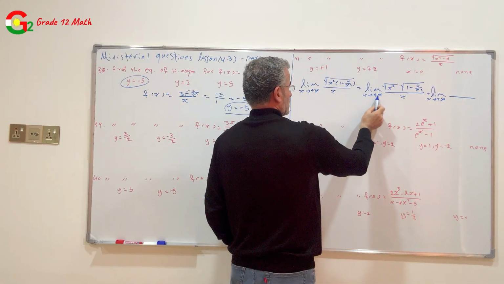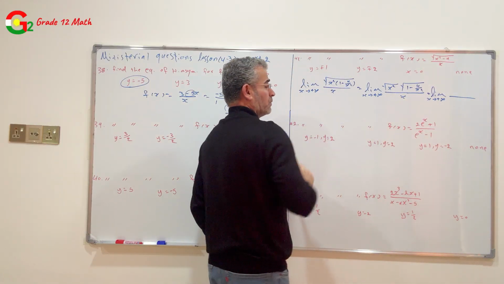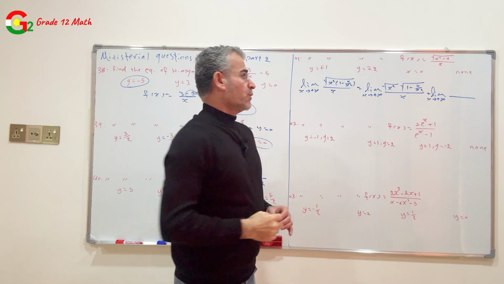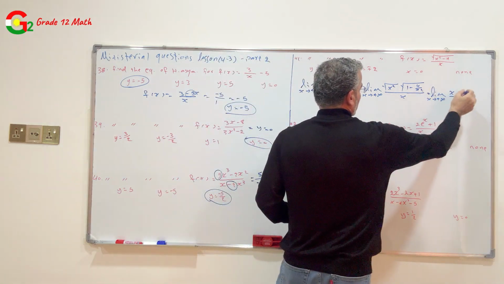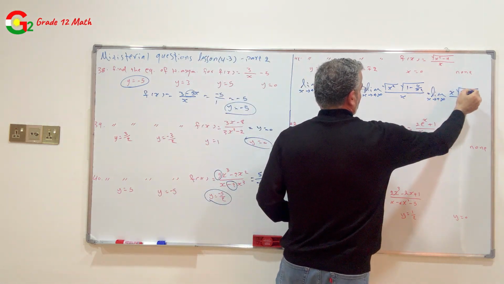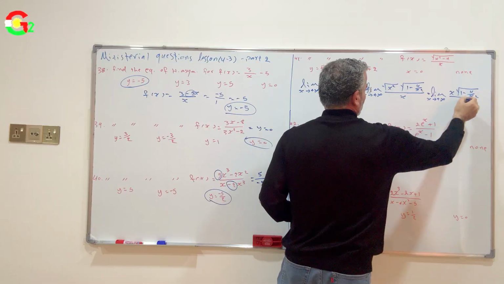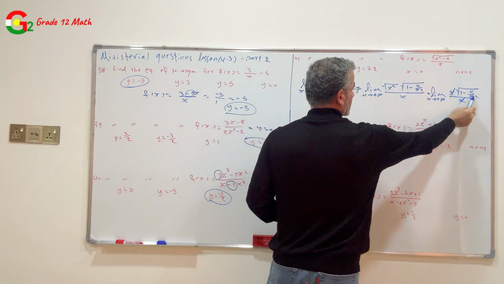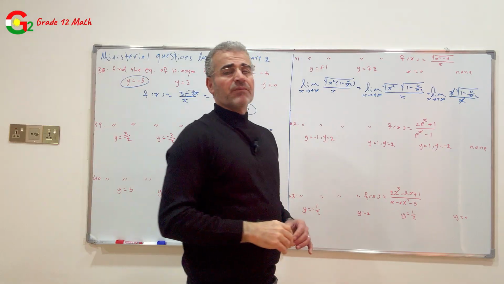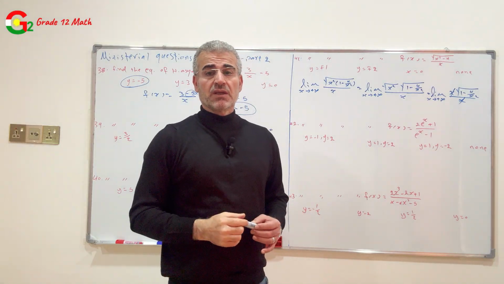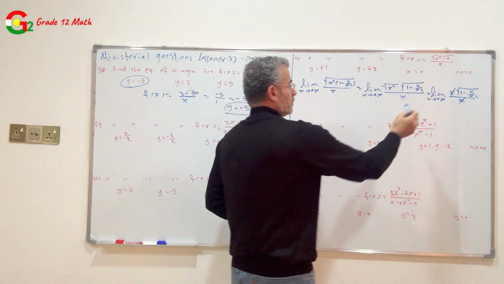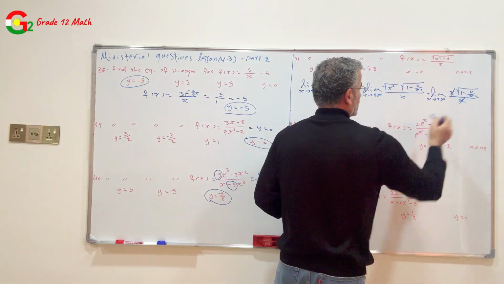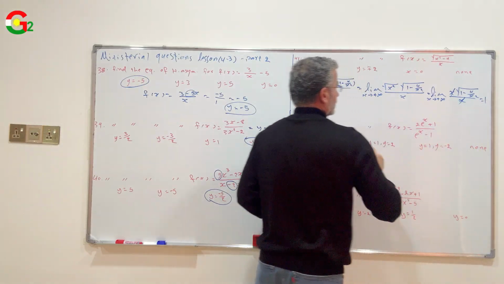Since x approaches positive infinity, sqrt(x^2) equals x, times sqrt(1 - 4/x^2), over x. Reduce x with x. Substitute every x with positive infinity. 4 over positive infinity squared is 0. Square root of 1 minus 0 is 1. The result is 1.